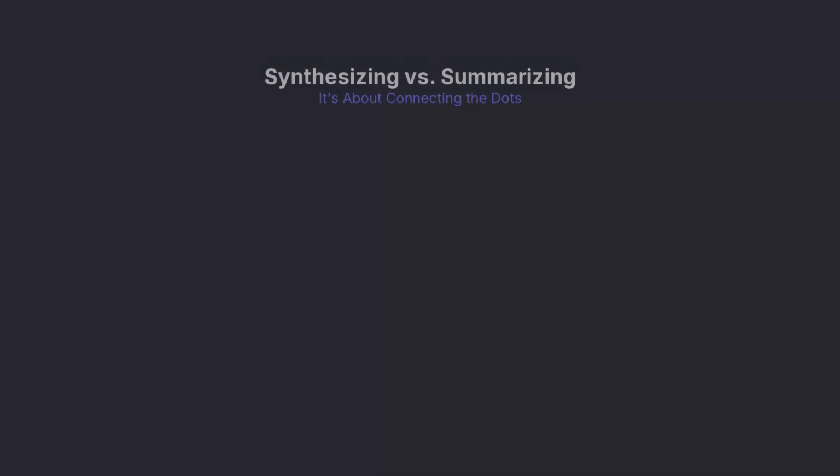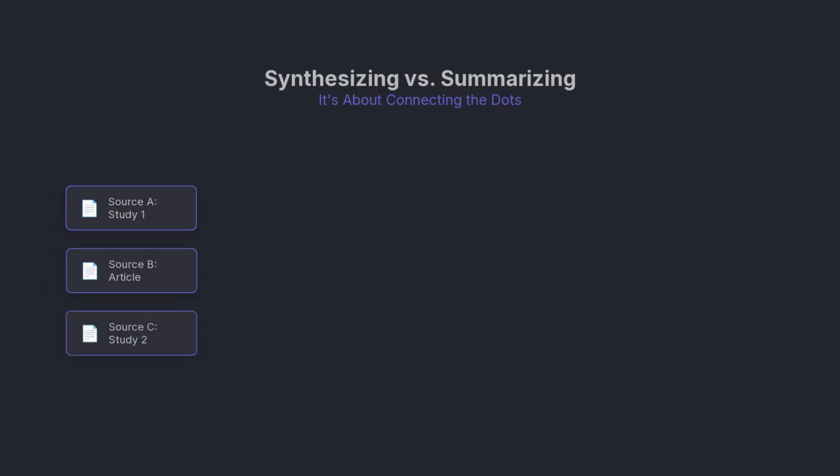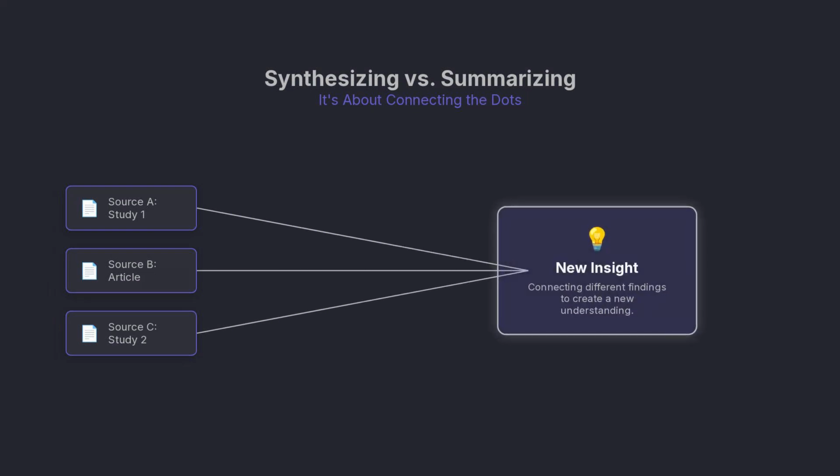Next, let's talk about synthesizing research, not summarizing. Synthesizing involves combining information from multiple sources to create a new understanding or insight. It's about connecting the dots rather than just listing what each source says. For instance, if two studies show different effects of social media on teenagers, your synthesis should explain why they differ and what it means for your research.